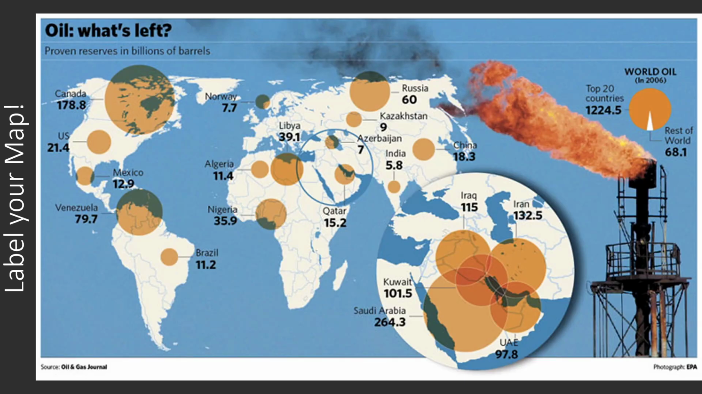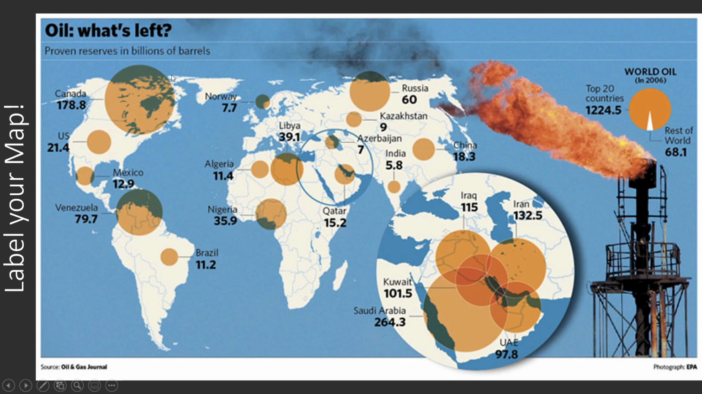So where's oil? This is another one of those label your map moments. The proven reserves in billions of barrels, and proven meaning that there actually is a proven number of barrels. We can prove it. It's not just an estimated number. In the top 20 countries in 2006, 1,224.5 barrels were located in the top 20. The rest of the world had 68.1. So it's really important to remember that the resources are not uniform and exist in different areas.